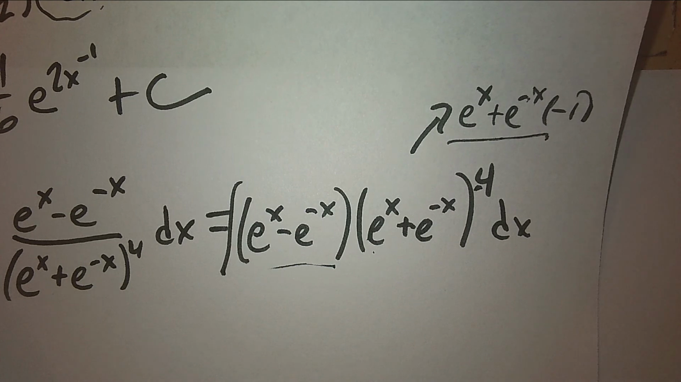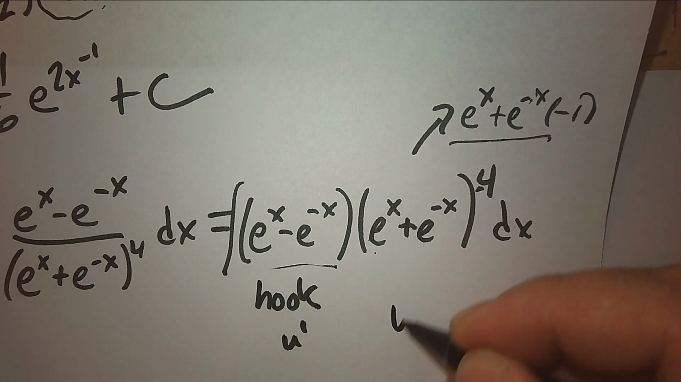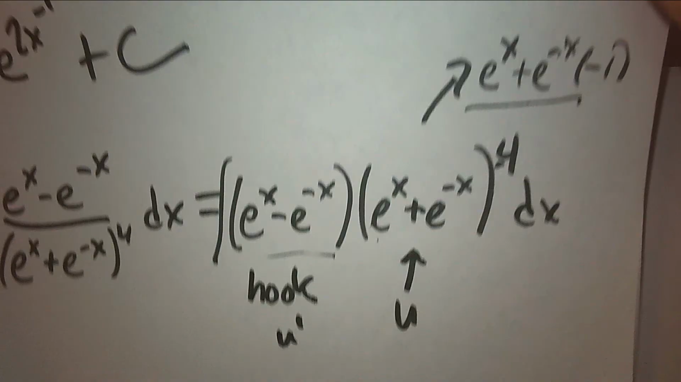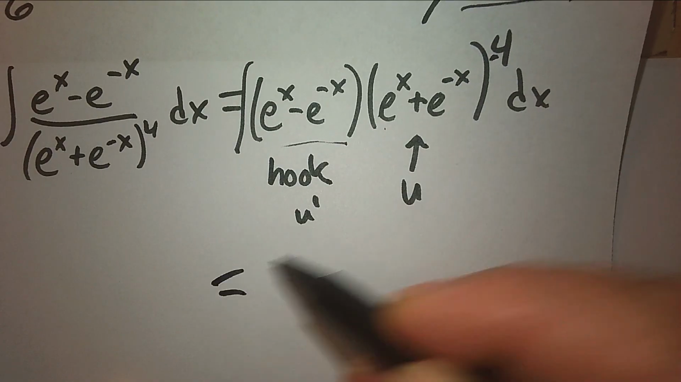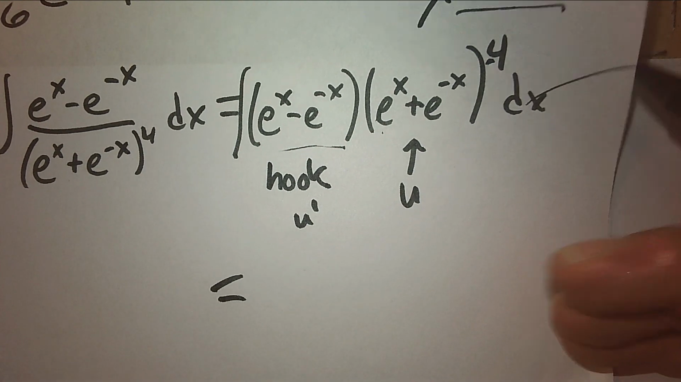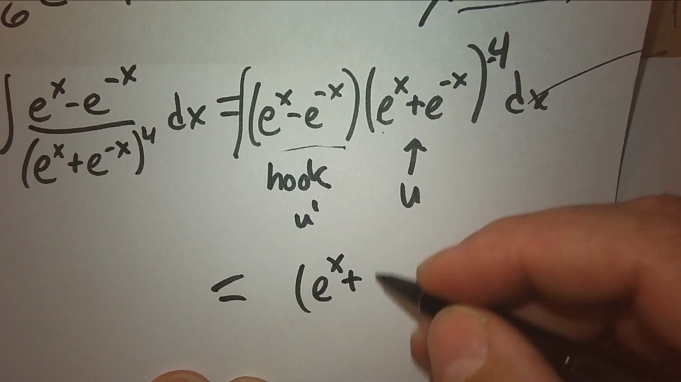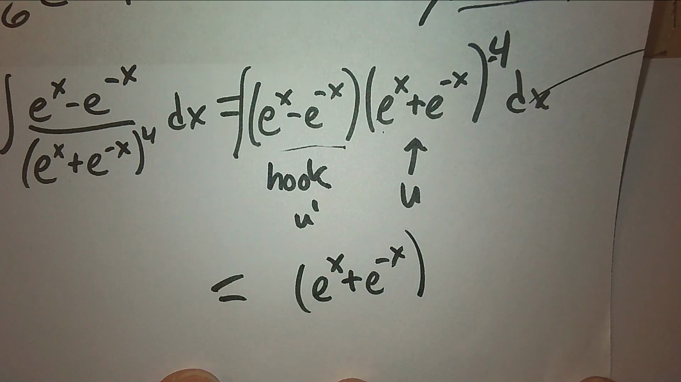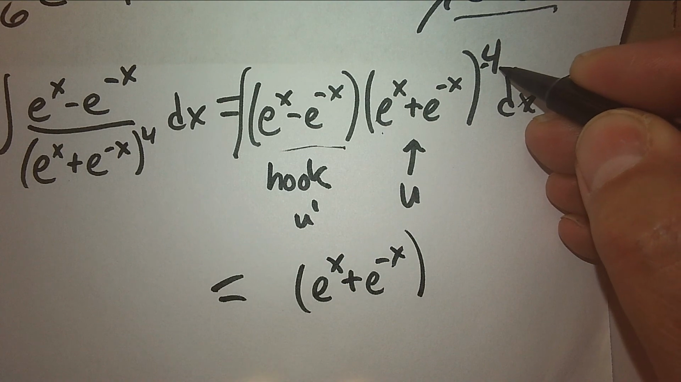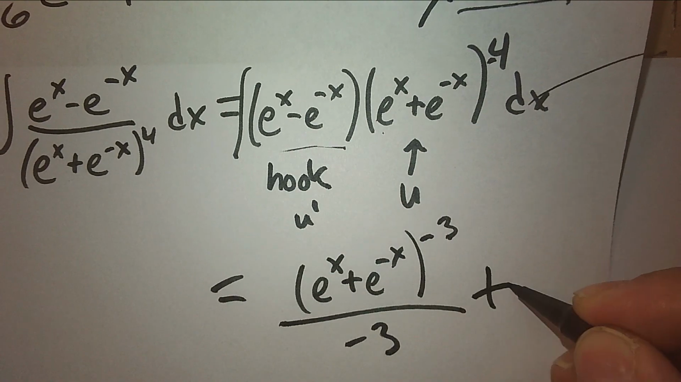In other words, we have the hook, and we don't even need to change anything. It's already set up to integrate. What's in front is the hook. This is the u prime. This here is just the u. So in other words, integrate the u part and the hook's there. Well, how do I integrate? This is actually just the anti-power rule. So what's the base? E to the x plus e to the negative x. The anti-power rule is add 1 to negative 4 and it's now what? And then you divide by what exponent? And don't forget the done.